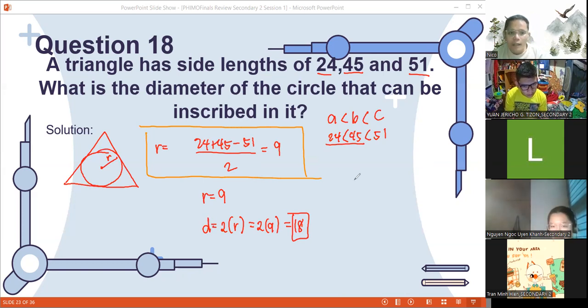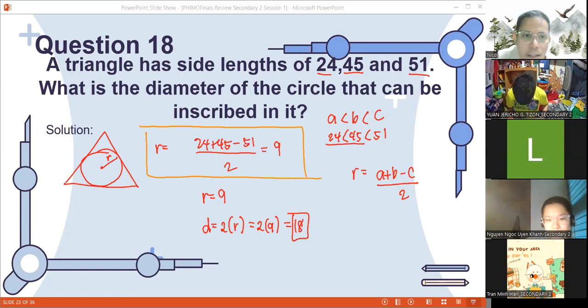So in general, it's going to be R equals A plus B minus C over. Take note that the C here is a bigger value. Okay, then let's proceed with number 19, correct.